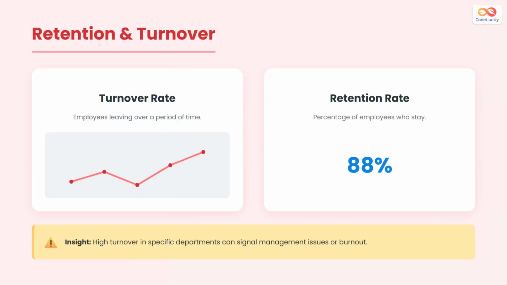Next is retention and turnover. The turnover rate shows the percentage of employees leaving your company. If you see a red line spiking on your dashboard, like in the visual here, it is an immediate alert. A high turnover rate in a specific department usually signals management issues or burnout.